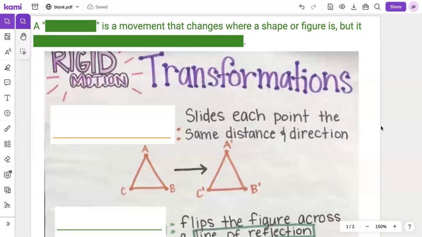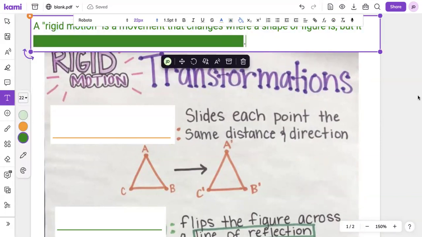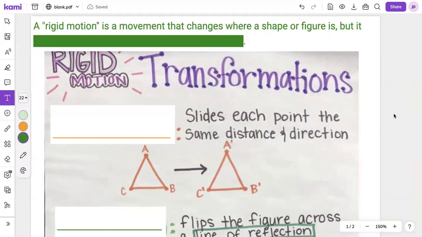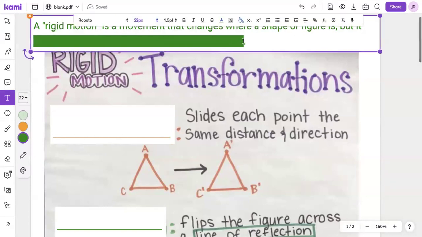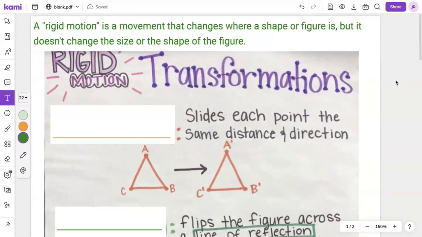Before we start lesson 12, which is going to be talking about graphs and lines again, we need to do a quick lesson on rigid motions. You'll learn more about these but for the meantime, just a quick overview. A rigid motion is a movement that changes where a shape or figure is, but it doesn't change the size or shape of the figure. What that means is we're moving things around, but the shape stays exactly the same.